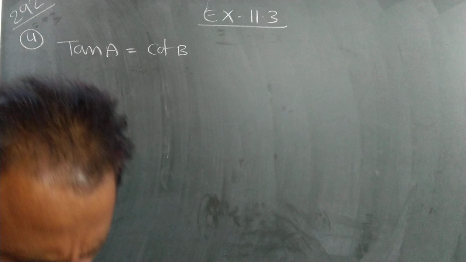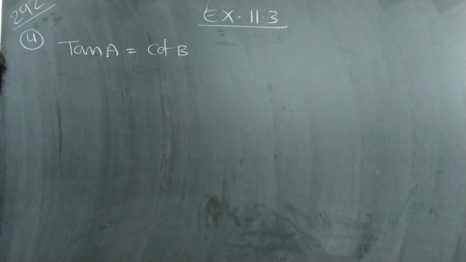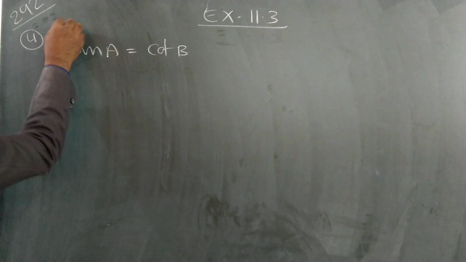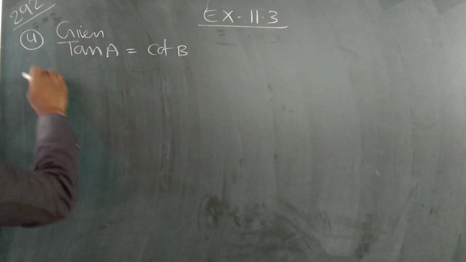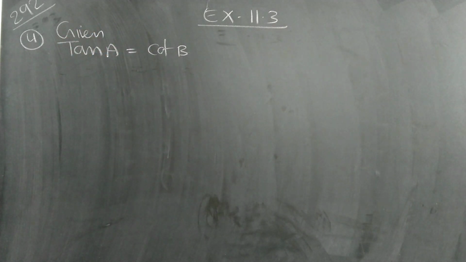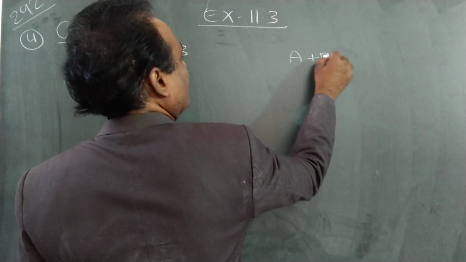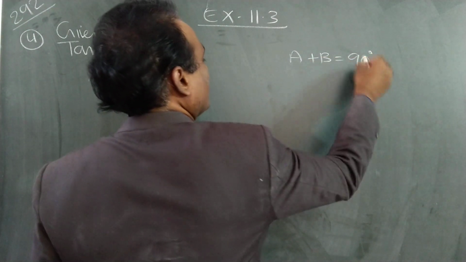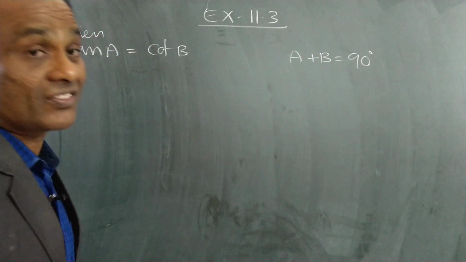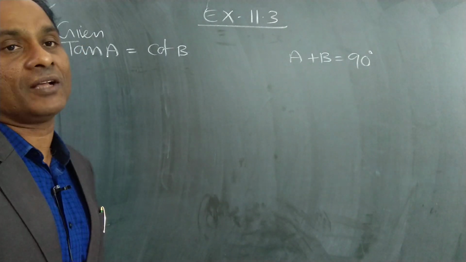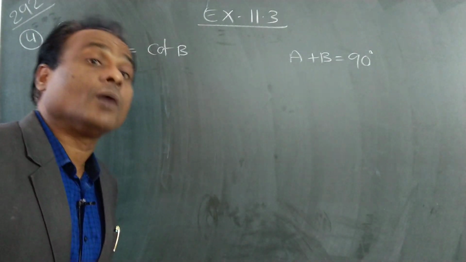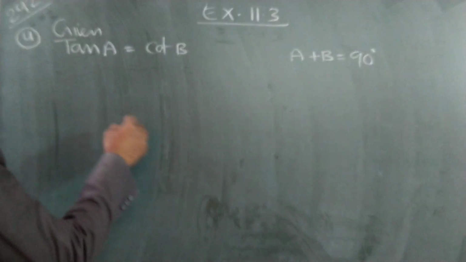Very simple, same concept. Tan A is equal to cot B, and A and B are acute angles. Prove that A plus B is equal to 90 degrees. See here, given: tan A is equal to cot B. So the proof is A plus B is equal to 90 degrees. We have to use this 90 degrees concept, the complementary angle formula.